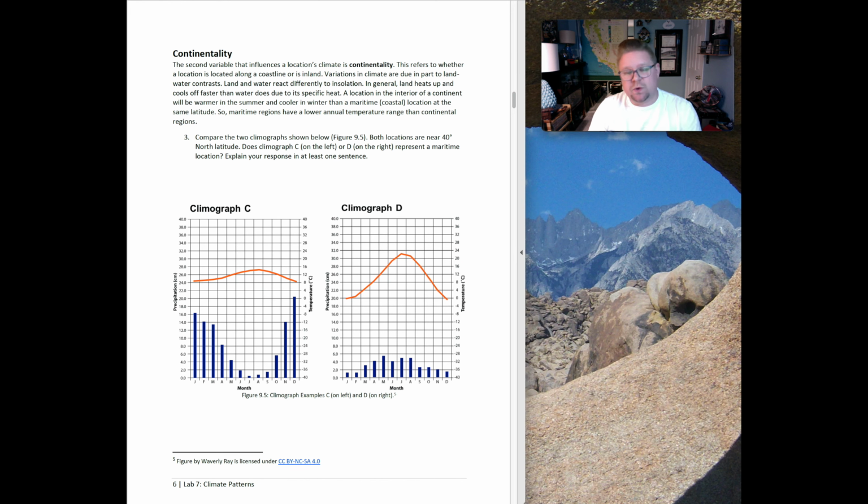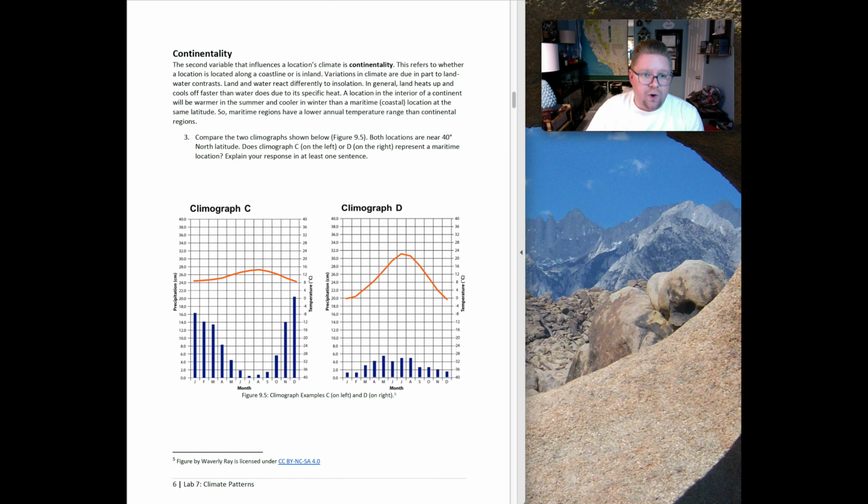So as you continue working through this, question 3 takes you to, again, climate graphs C and D. It says compare the 2 climate graphs shown. Both locations are near 40 degrees north latitude. Which one, letter C or D, would represent a maritime location, and explain why?